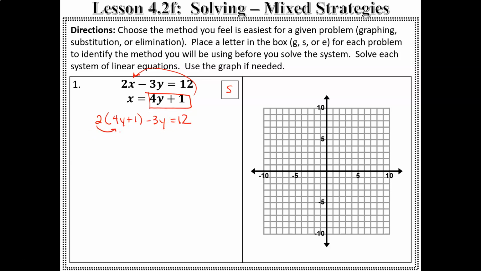Take your time, keep your signs straight. So 2 times 4y is 8y, 2 times 1 is 2. Bring down that negative 3y, don't forget about it. Now here I'm on one side, so I'm not going to use the inverse or the opposite. I'm just going to combine 8y and negative 3y, which will give me 5y plus 2 equals 12.